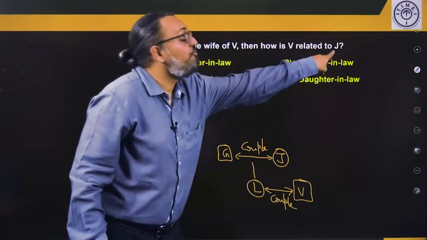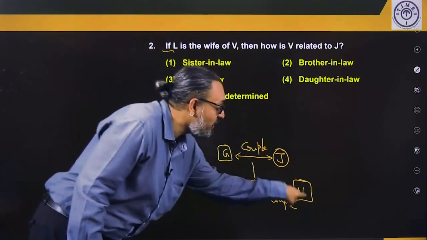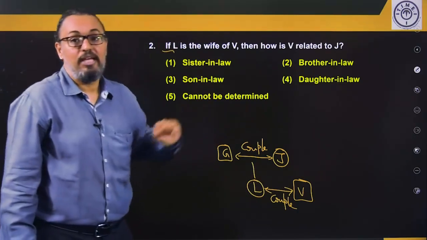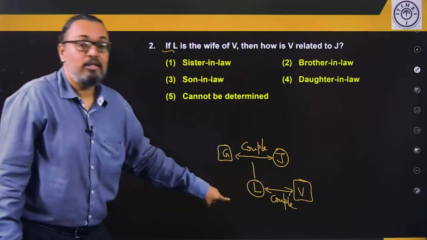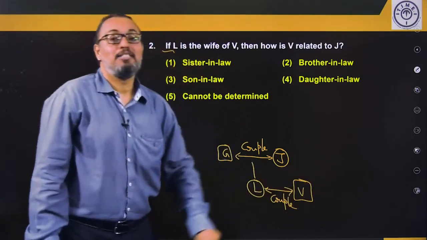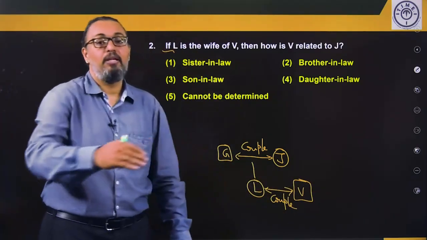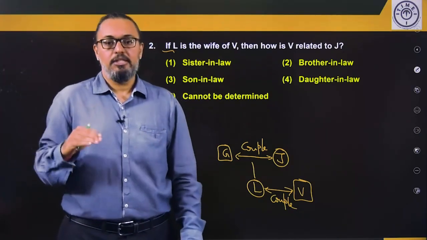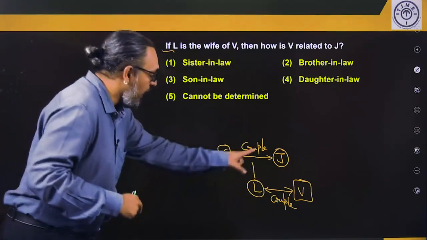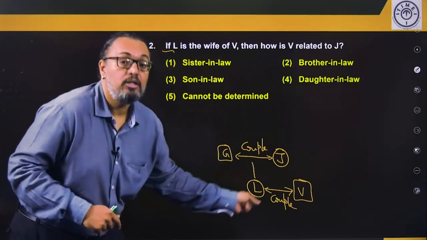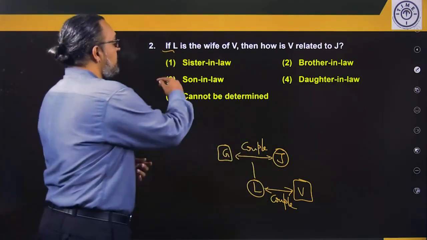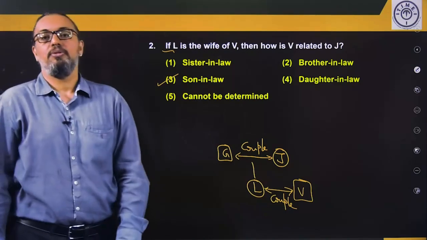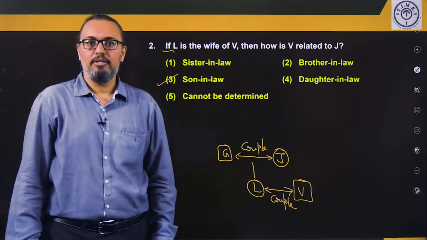Then how is V related to J? He is asking how is V related, means I have to go from J. So, J has a daughter and the daughter has a husband. See, if you draw a family tree, you will know which path I have to travel, and accordingly which relations I have to consider. So, J has a daughter, and the daughter's husband we call son-in-law. So, it is the third option. Understanding the point here? Okay.